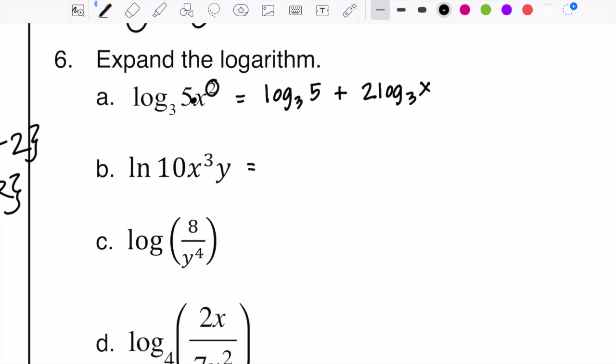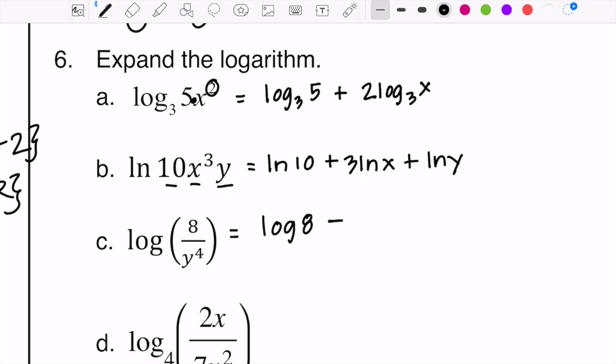For the next one, we have 1, 2, 3 terms, so we expand. We should have 3 logarithms. Oops, I forgot to put my exponent in front. Okay, next one, the log without the base is actually log base 10. So this is log base 10 of 8 minus, and it's minus because the y to the 4th is in the denominator. So that's going to be 4 log y.